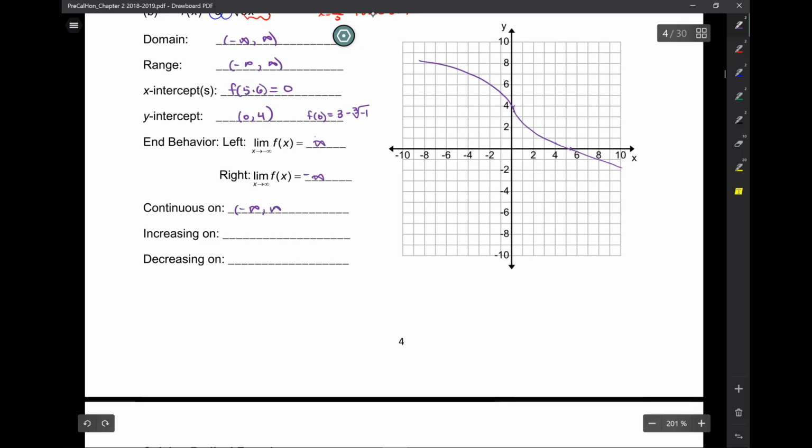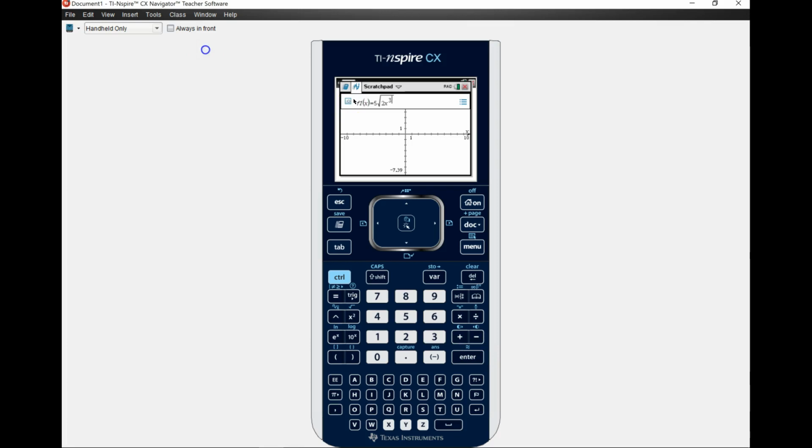Continuous everywhere. Where is it increasing? Never. Where is it decreasing? Everywhere. All right? Okay, so when I graph this one, do you see how that looks? Okay? All right, so here's what we're going to do.